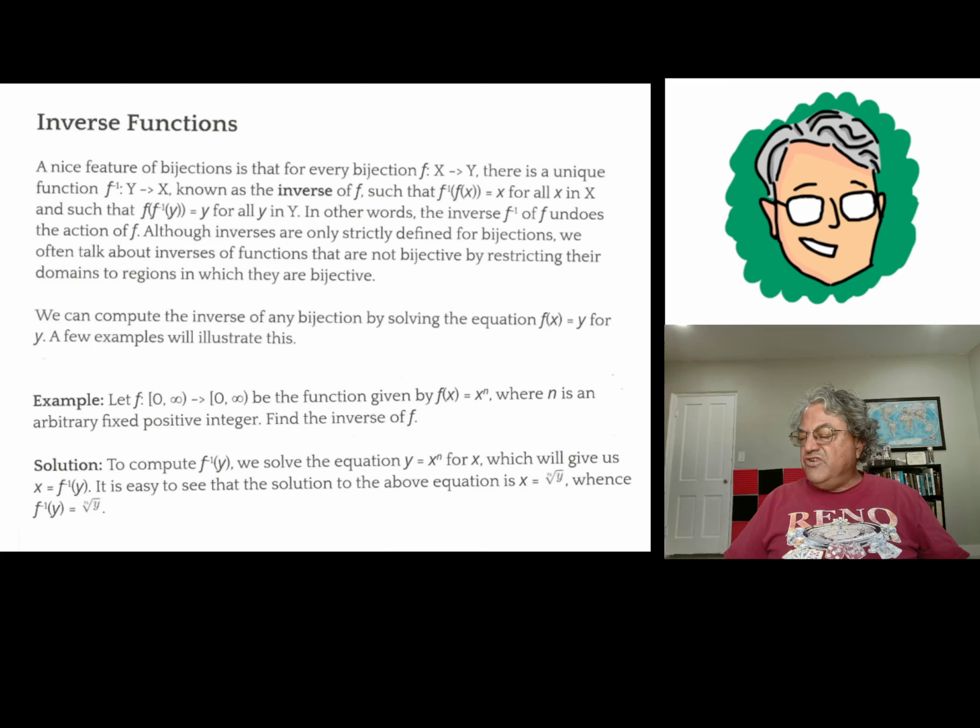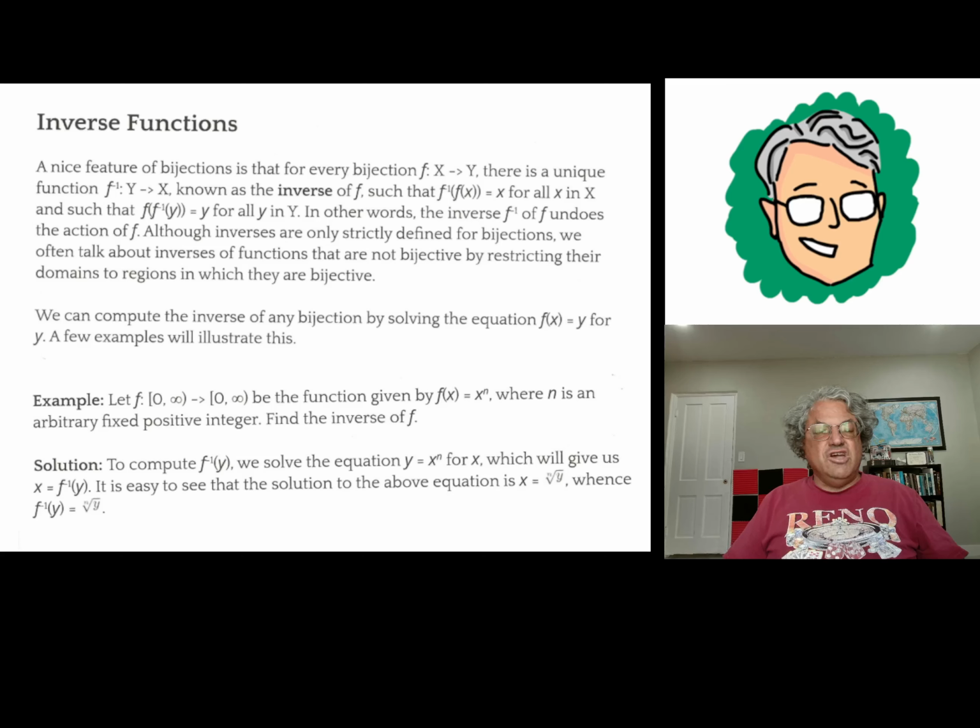And f is just a function such that f of x is x to the n, where n is some fixed non-negative integer. So for instance, f of x could be x, it could be x squared, x cubed, x to the fourth, any positive power of x. We don't really care what that power is, but it's some fixed integer, which we're calling n. So now we want to calculate the inverse of f.